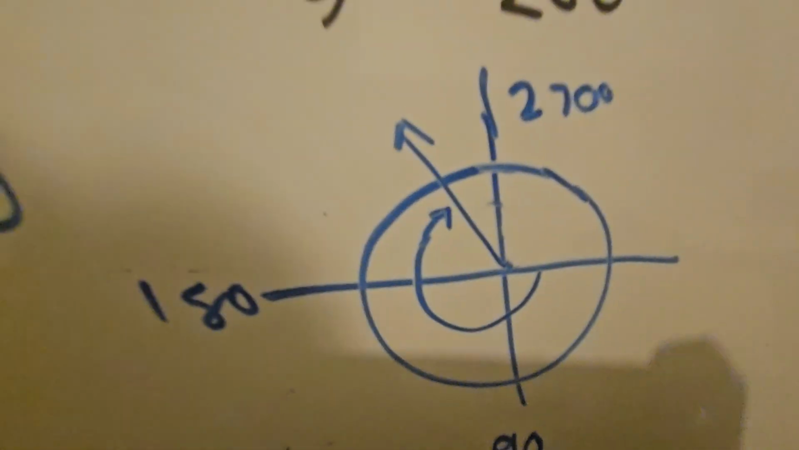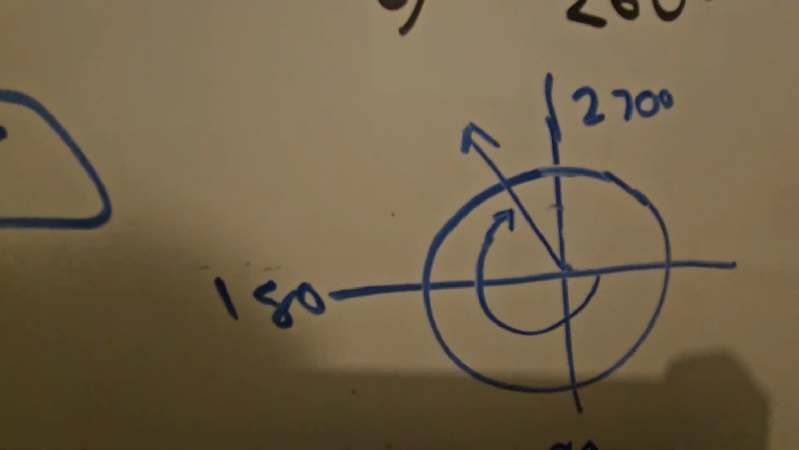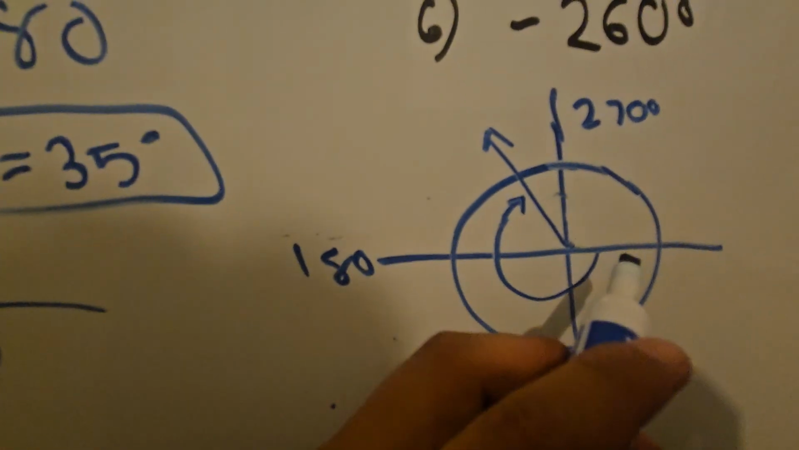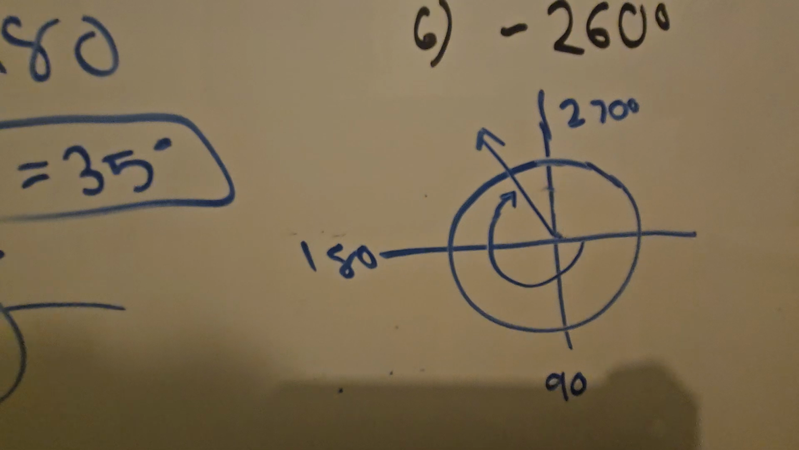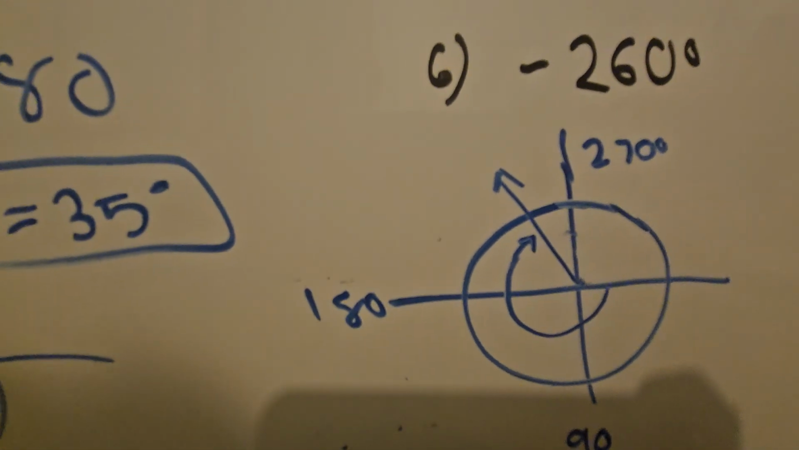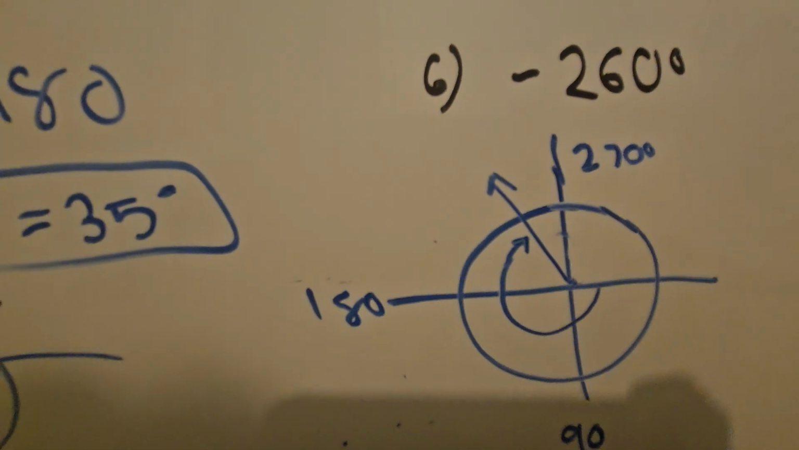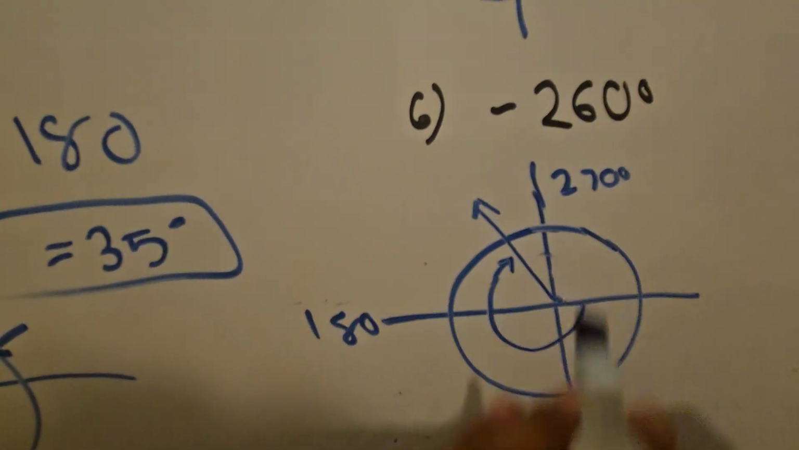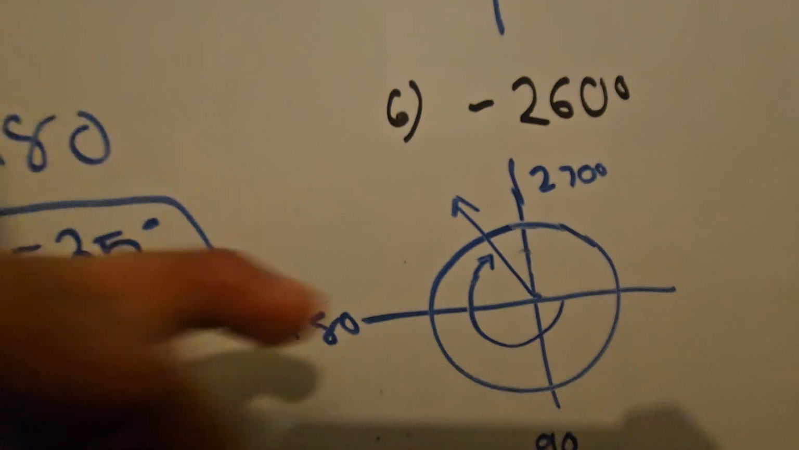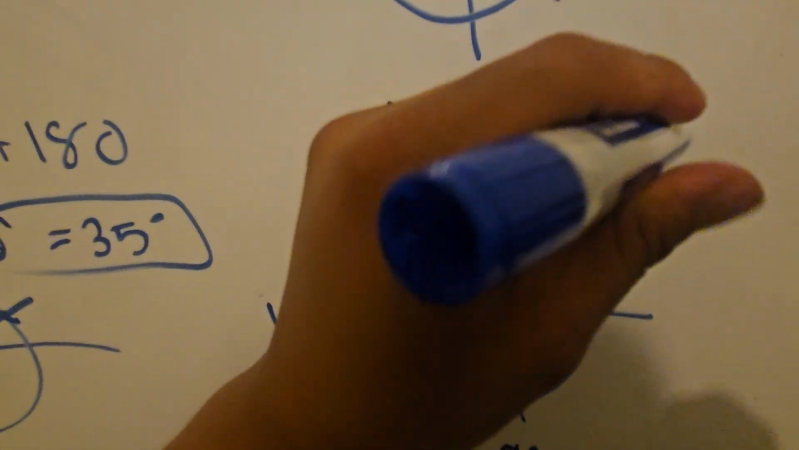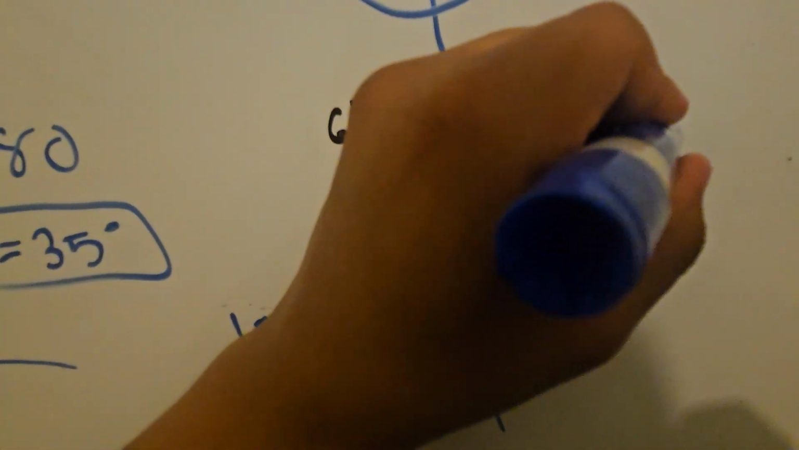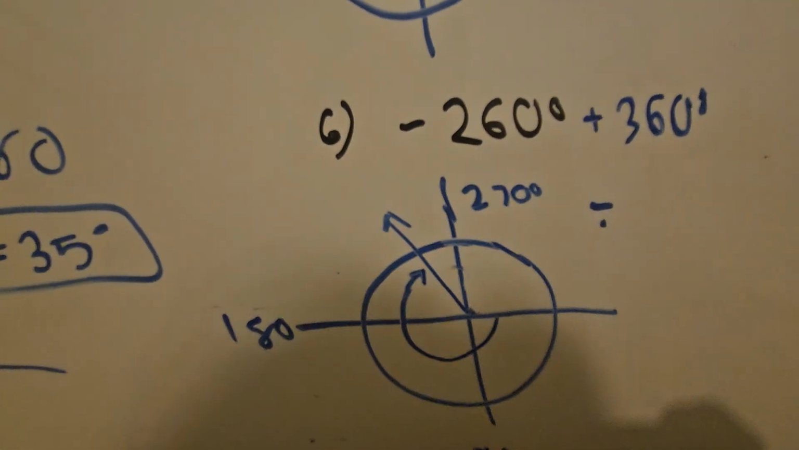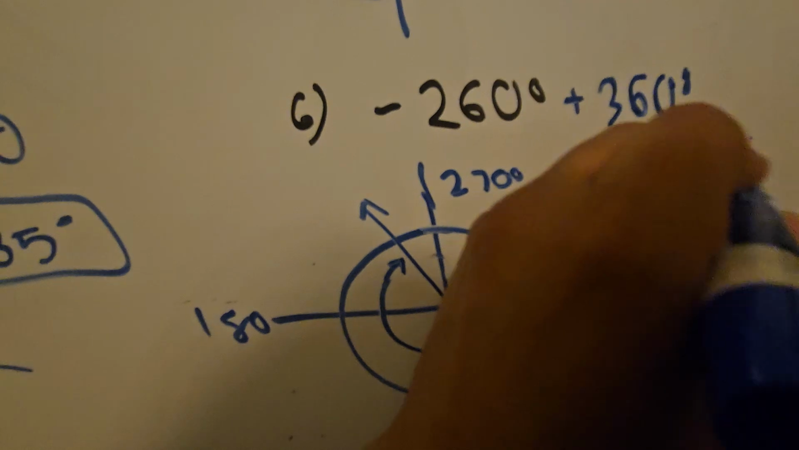That's the importance of being able to convert between angles and radians. So negative 260 is going to be somewhere around here, going this way. Okay, so what do you think we're going to have to do? Let's add 360 to it, right? Because this is greater than 180, ignore the negative. So let's add 360 to it. What's that going to give us? That's going to give us positive 100 degrees.